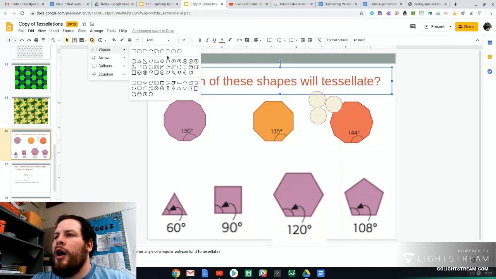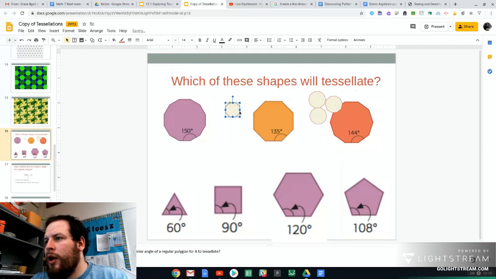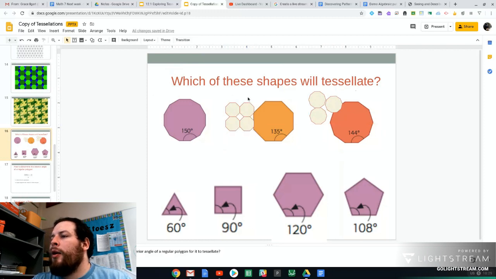Well, octagons we've already looked at, and they will not tessellate. But what happens when we put 4 of them together? If we put these together like so, we get almost a tessellation, but we get this really neat shape inside, a square, that we could tessellate with. So this would form a semi-regular tessellation, but it cannot tessellate just by itself.